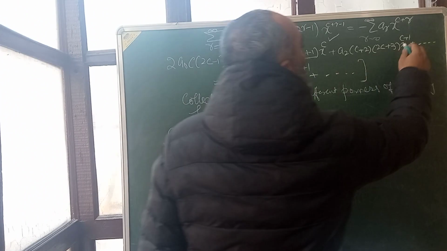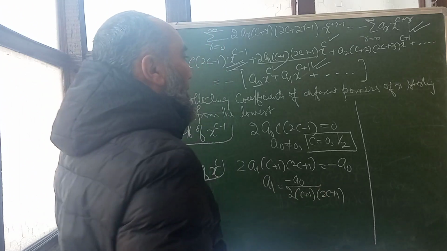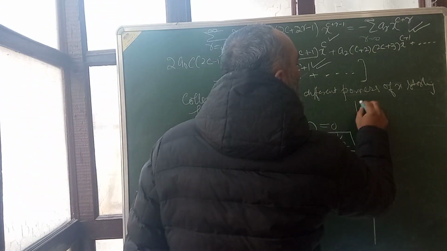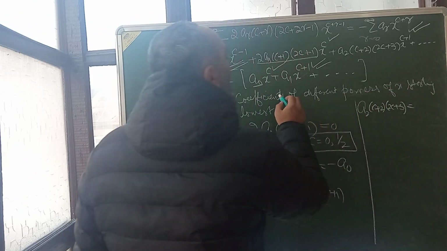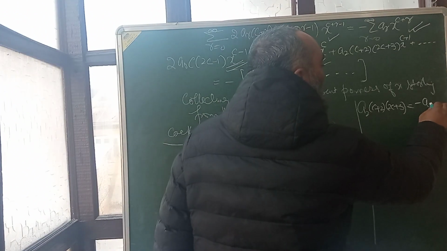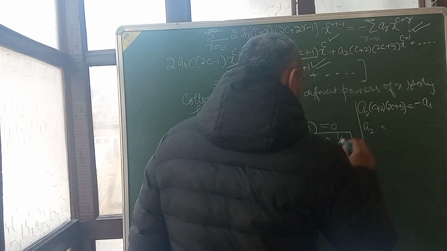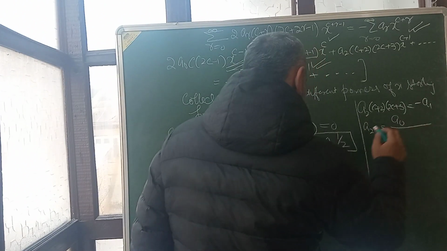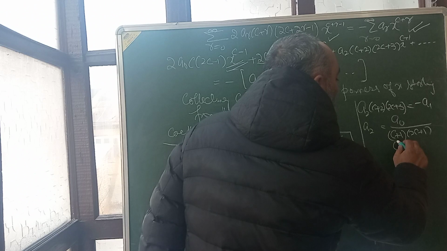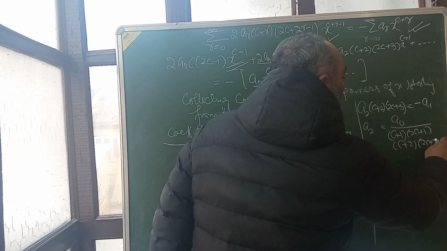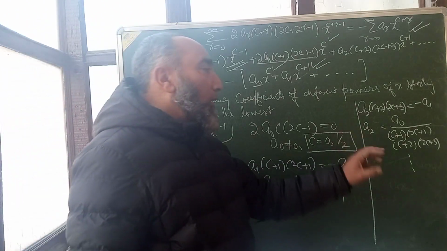Now, coefficient of x to the power c plus 1. Okay. This is a2 (c plus 2)(2c plus 3), is equal to minus a1. But your a1 is in terms of a0. So a2 is minus minus plus a0 over (c plus 1)(2c plus 1), then (c plus 2)(2c plus 3), and so on. So you have got a1, a2. Obviously, what will be a3?